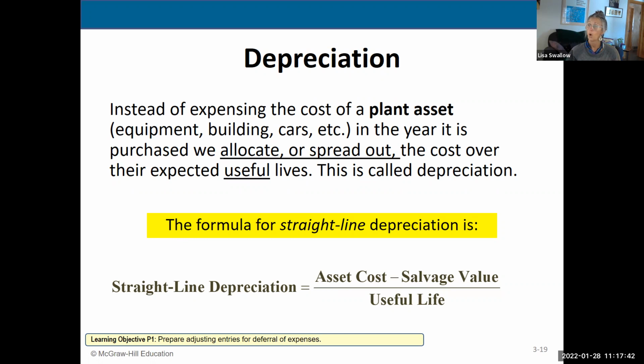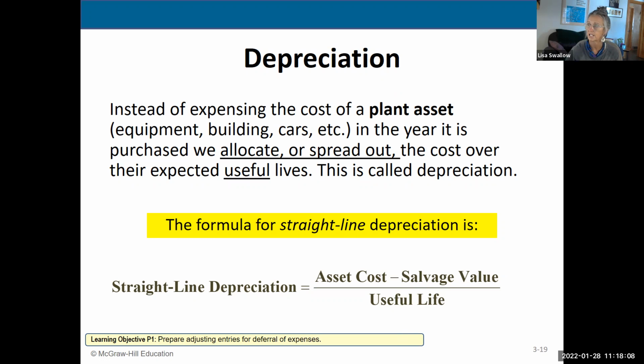$250,000. What do I think it's gonna sell for at the end of its useful life? I think I'm gonna keep it for 10 years and it'll sell for $50,000. That's its salvage value. And how long do I think it's gonna last? 10 years. So 250 minus 50 divided by 10 years, I'm going to depreciate it $20,000 a year.